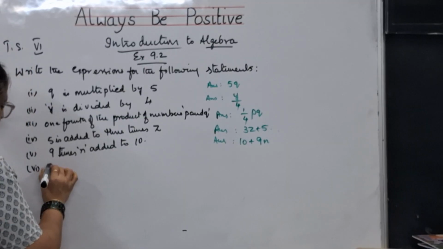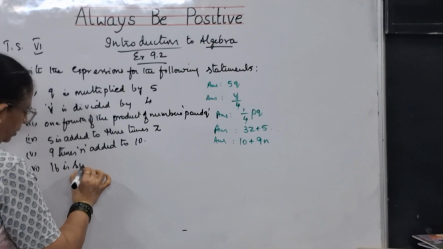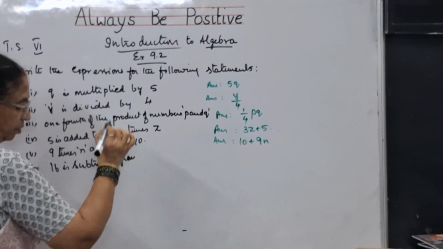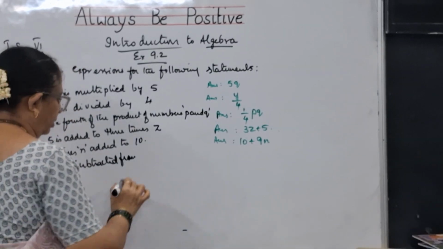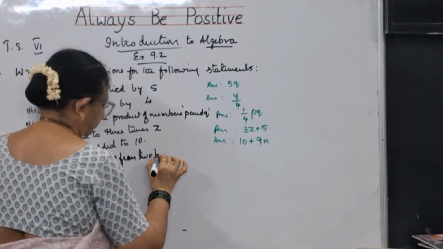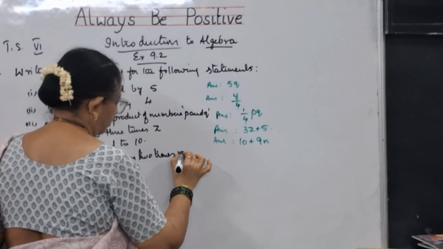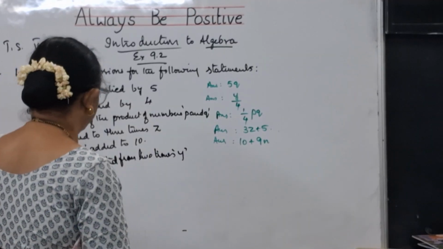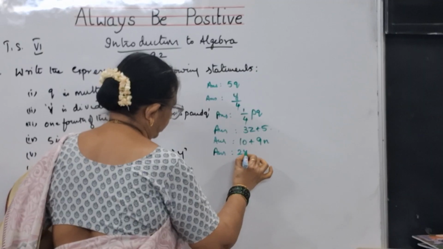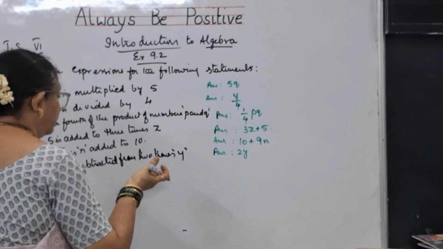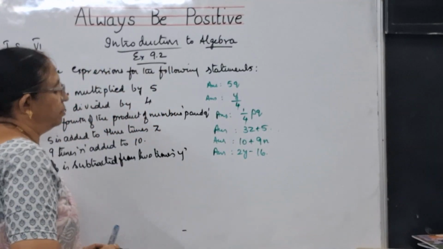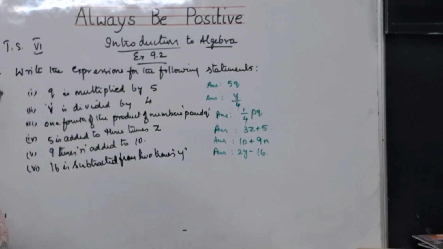Next, sixth one, 16 is subtracted from 2 times y. So 2 times y is 2y. This 2y, 16 is subtracted from it. So from here 16 is subtracted, 2y minus 16.